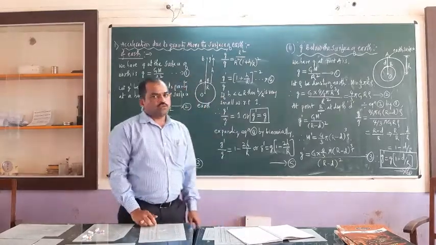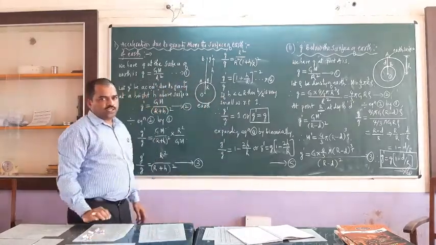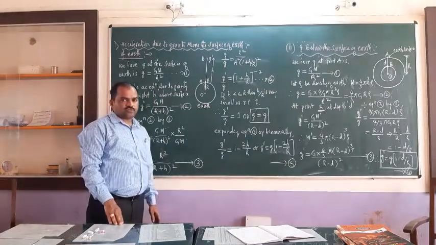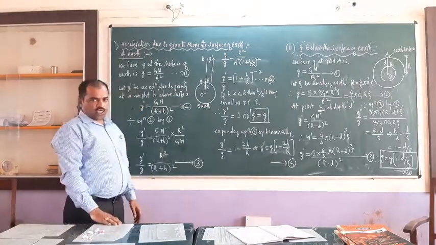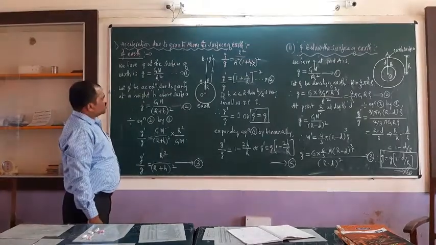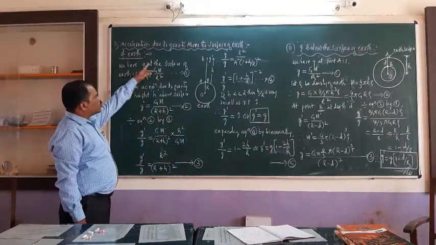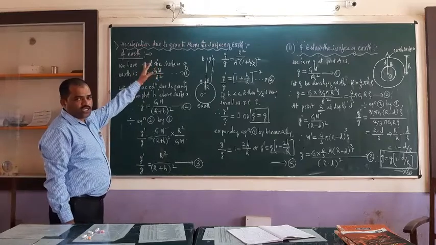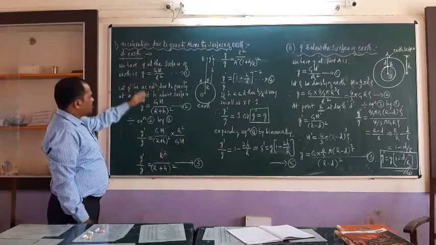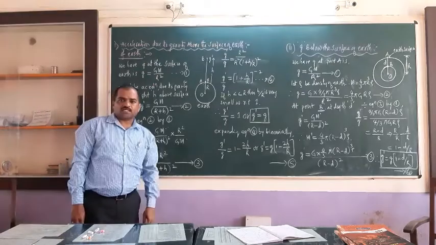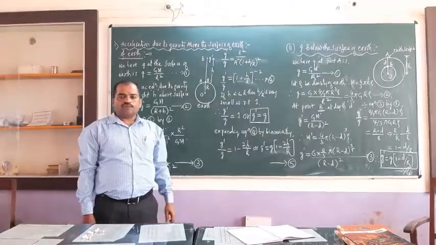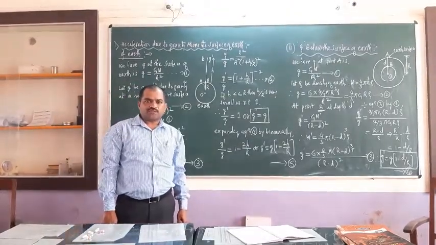So today let us continue with the other important concepts of the gravitation chapter. In today's class, let us derive the expression for acceleration due to gravity above the surface of the earth. We are going to derive the expression for acceleration due to gravity of the bodies which are above the surface of the earth.